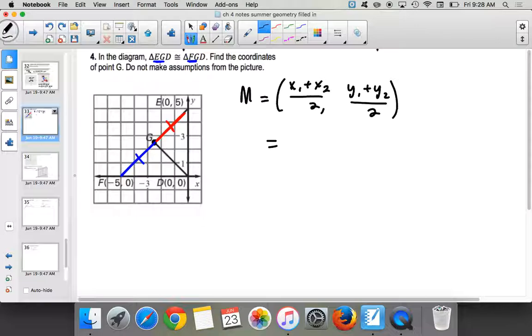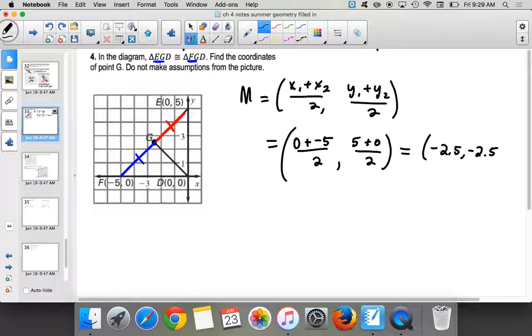I think this picture actually is good, but okay, so I'm going to do 0 plus negative 5 divided by 2, and 5 plus 0 divided by 2. So I get negative 2.5 comma negative 2.5, or positive 2.5. Does that look like where it is? Looks pretty good, right? I think I said don't make assumptions from the picture because I didn't want you to just be like, oh, it's negative 2.5, 2.5, which it is.